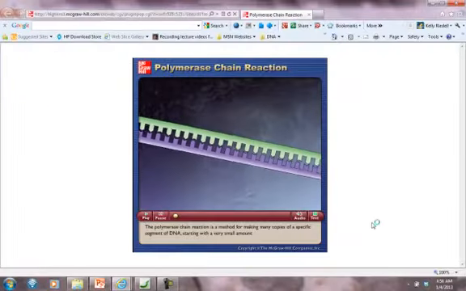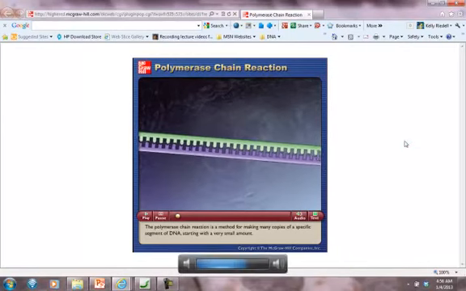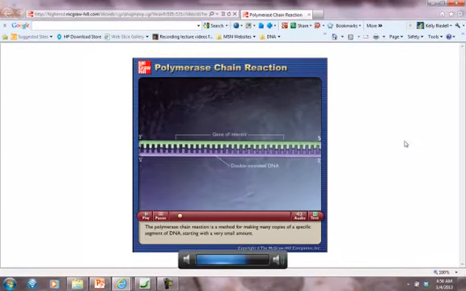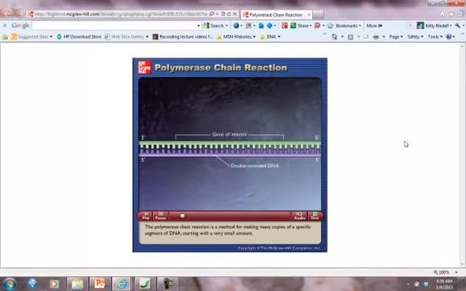The polymerase chain reaction is a method for making many copies of a specific segment of DNA, starting with a very small amount. This technique can be used to identify specific microorganisms from a small amount of DNA, and to identify persons involved in crimes from DNA on cigarettes or in a single hair follicle.